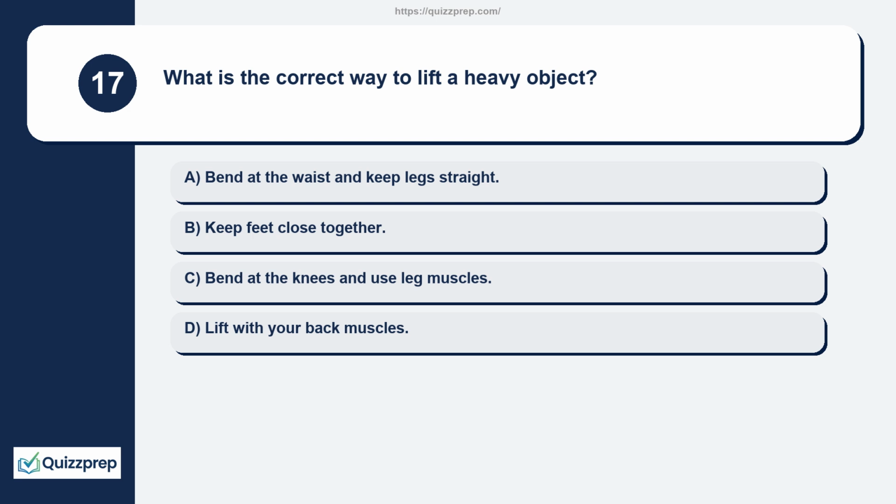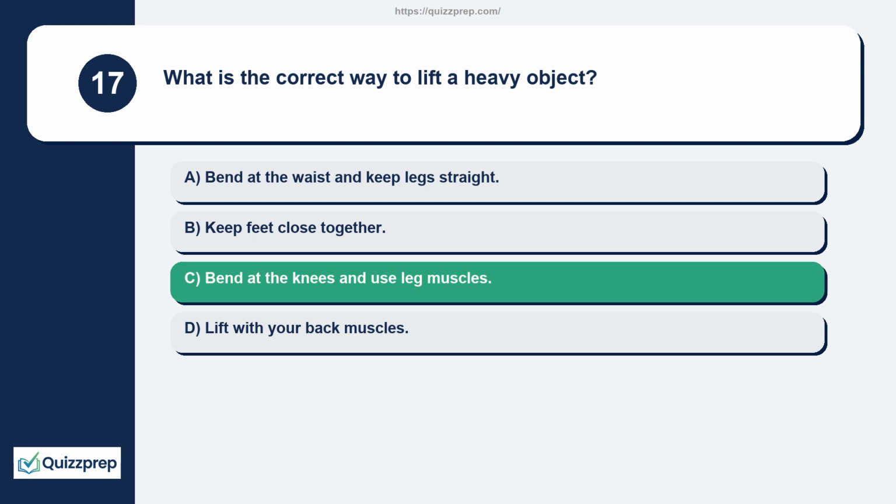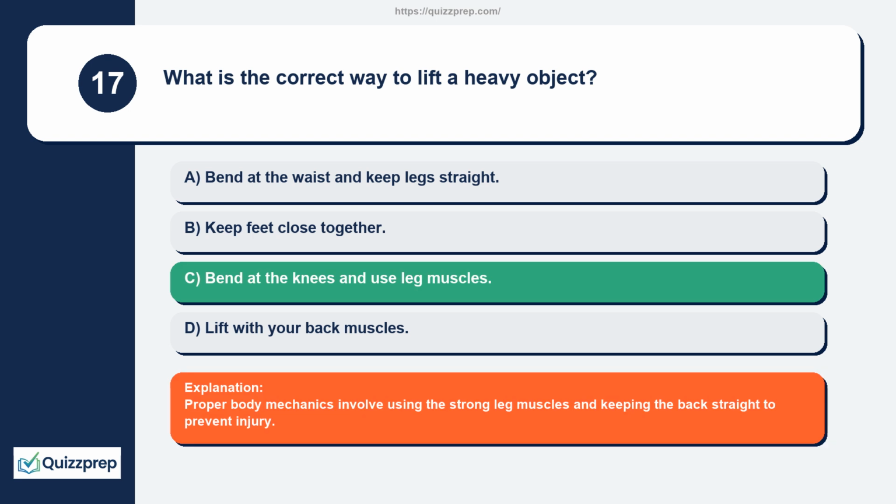Question 17. What is the correct way to lift a heavy object? Bend at the waist and keep legs straight. Keep feet close together, bend at the knees and use leg muscles. Lift with your back muscles. Proper body mechanics involve using the strong leg muscles and keeping the back straight to prevent injury.